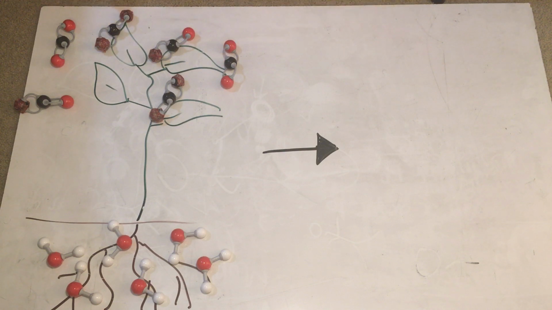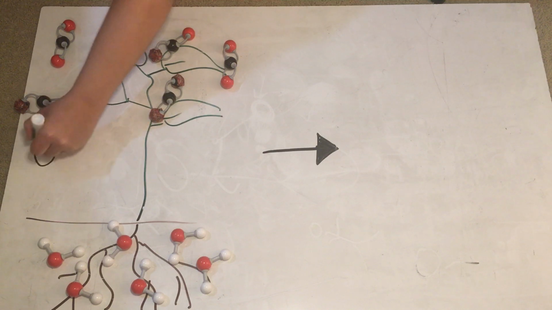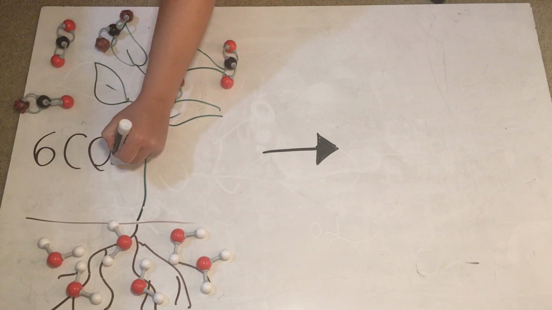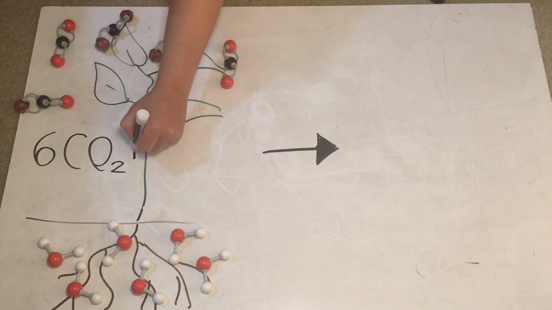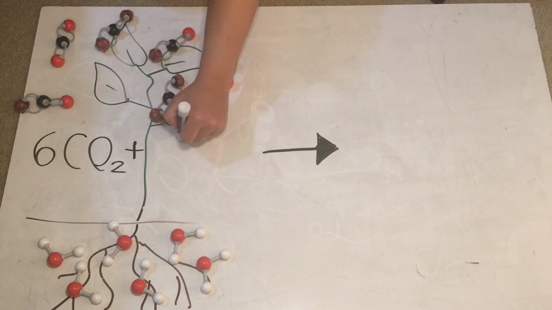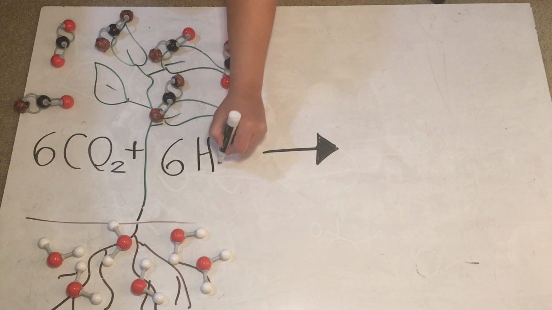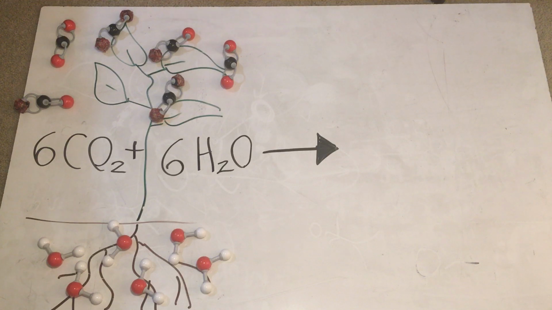So if I were to write out the matter reactants, like what are the things that we're going to use to get photosynthesis started, we need 6 carbon dioxides, plus 6 water molecules. So 6 CO2 plus 6 H2O, and that's taking care of the matter.